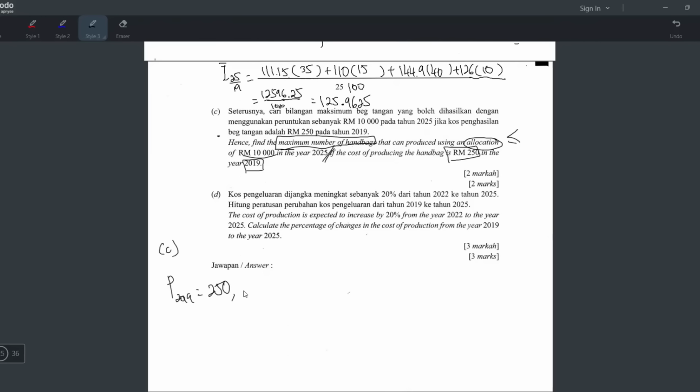So I have to find the cost in 2025 first. Yeah, after finding the cost in 2025, then only we take 10,000 divide the answer, because 10,000 is the allocation. It means 10,000 is the amount you have. So the maximum number of handbags you can produce is 10,000 divide with this, right? Okay, but let's find this first.